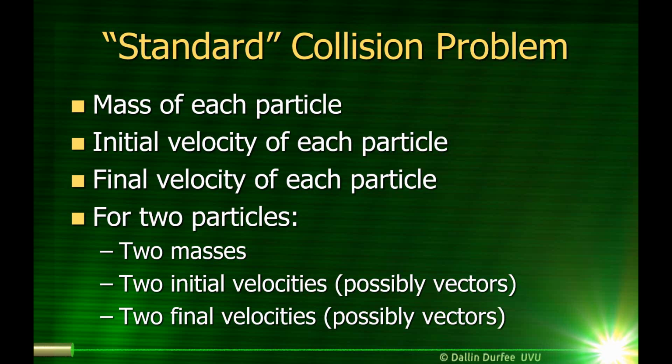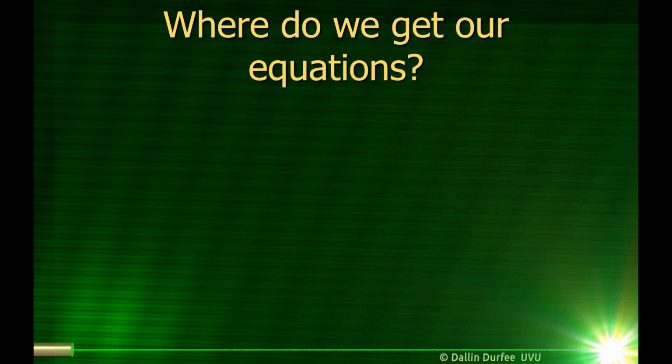So if, for example, we're given the initial velocities and the masses of the objects, and we're trying to find the final velocities, well, there's two final velocities to find. So that means we're going to need two equations to find our two unknowns. Where do we get our equations? Well, conservation of momentum will be one of them. Where do we get the other one? Well, it depends on what kind of collision we're dealing with.